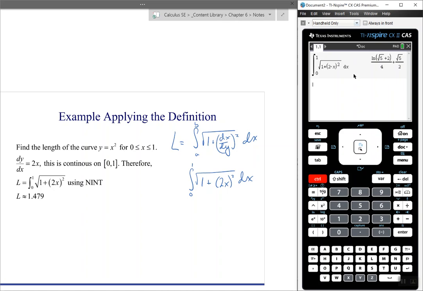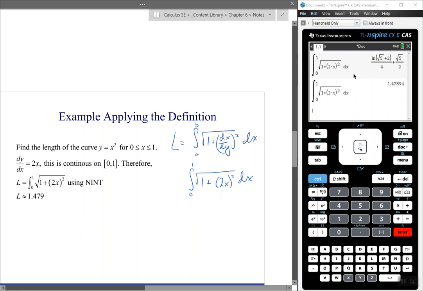Okay, let's get a decimal answer. There we go, 1.4789. And that is super easy. The derivative was easy enough to calculate by hand, 2x, pretty straightforward there. So here's an even easier way to do this. Instead of doing the derivative, we can let the calculator do the derivative for us.